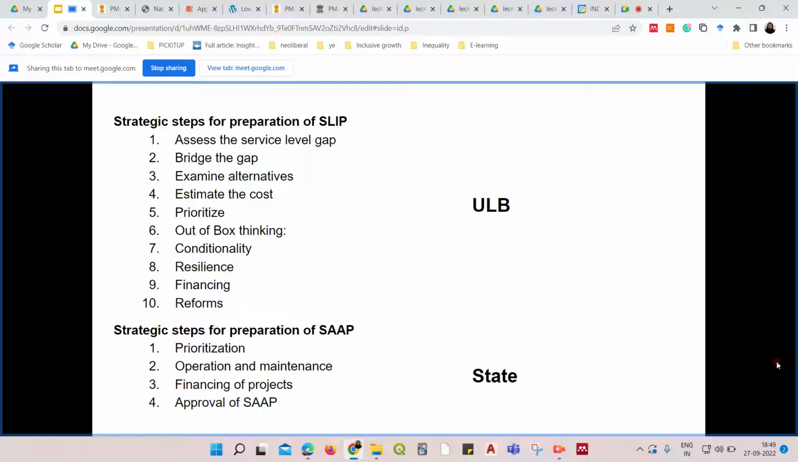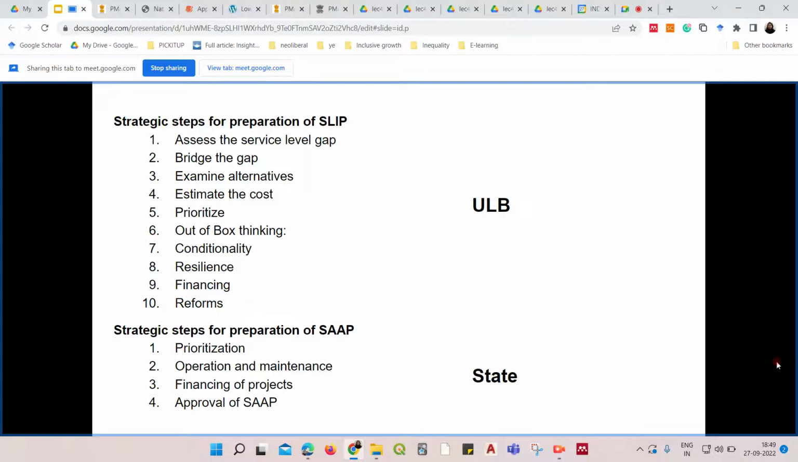So after receiving all SLIPs, what the state does is, as you can see from the step, it does not need to assess the gap or examine the alternatives or see the cost and all of that, because that has been done by the ULB. So what the state does is it takes the SLIPs from different states, and then it prioritizes which services or which gaps need to be fulfilled first.